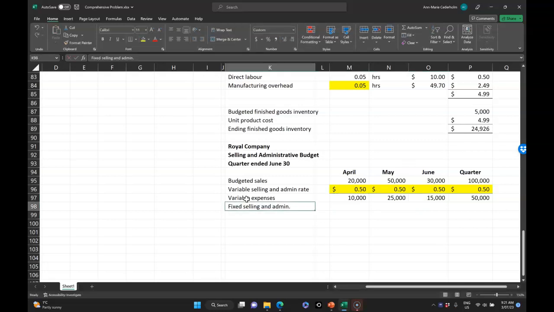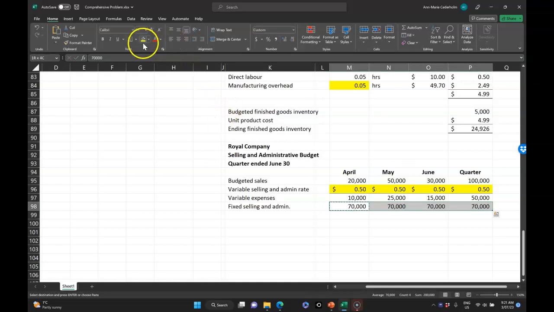And then our fixed selling and admin won't increase or decrease. So it's going to stay at 70,000 regardless if I sell 1 unit or 100,000 units.